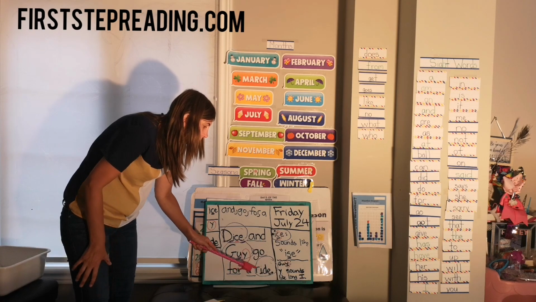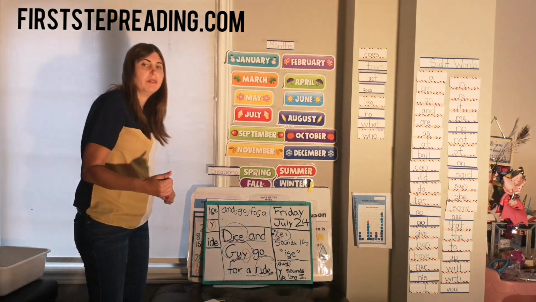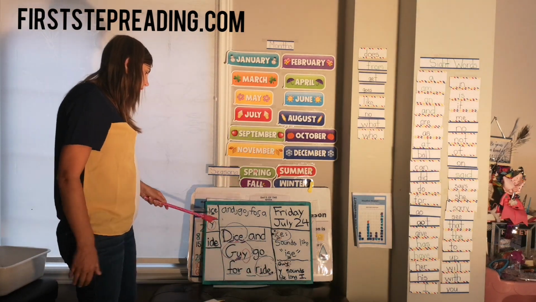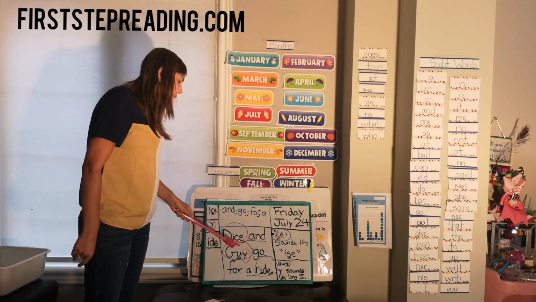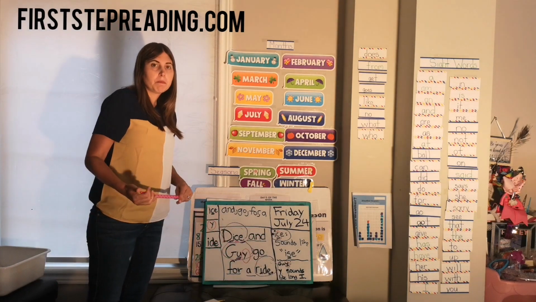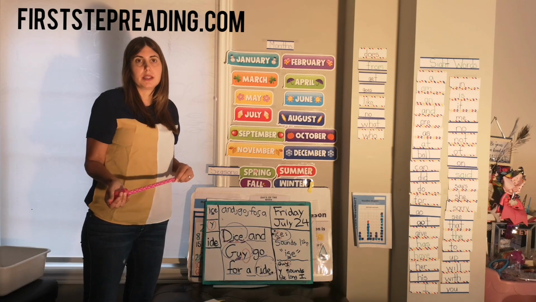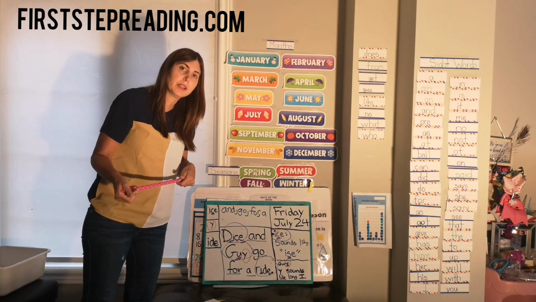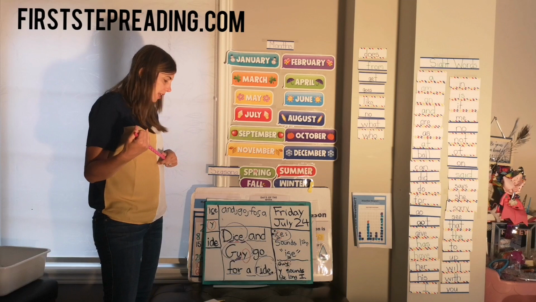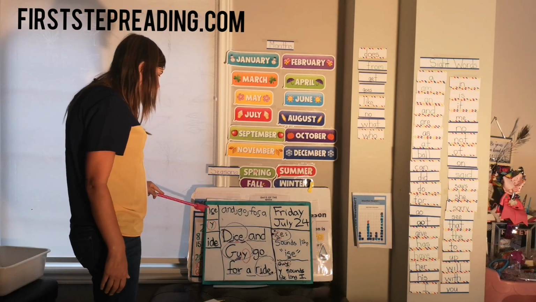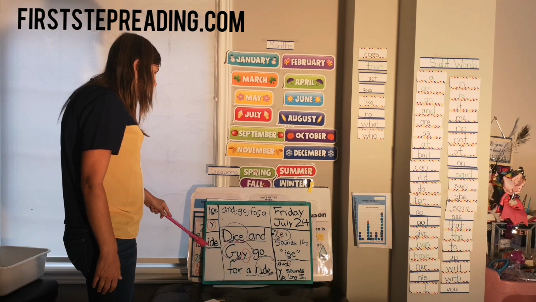R-I-D, ride. Now I'm going to read it one more time for understanding. Dice and guy go for a ride. Please reread your sentences until you understand what you're reading. That's the point of reading, to understand. So I have my ice, my Y, and my I-D.